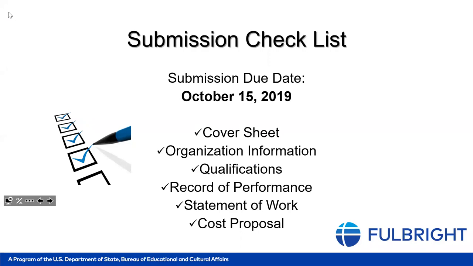And then submission checklist. The most important thing that you should note is a submission due date, which is October 15th, 2019, at 8 p.m. Eastern Standard Time. So this gives you enough time to put together a proposal. Make sure that you have it submitted by October 15th. We have a checklist of items that you must make sure to include, which also includes your cover sheet, and make sure your organizational information is included, your qualifications, your record of performance, your statement of work, and your cost proposal. These are all items that must be conveyed at some point in your proposal.